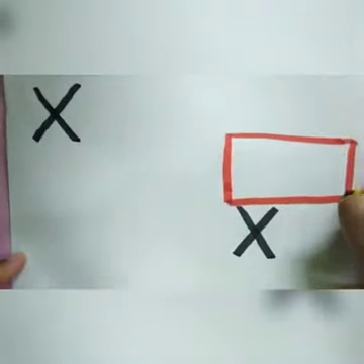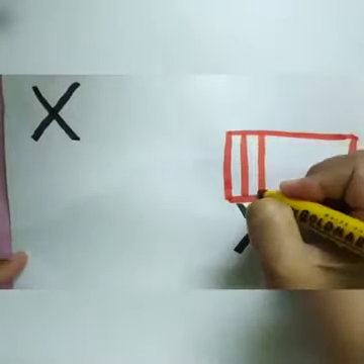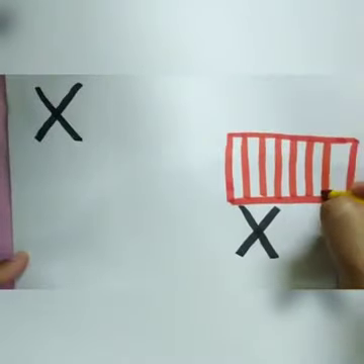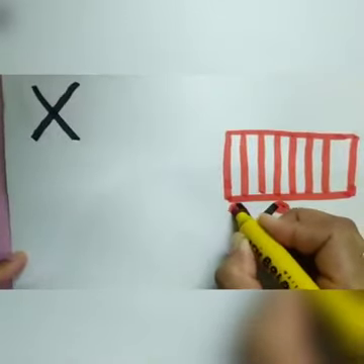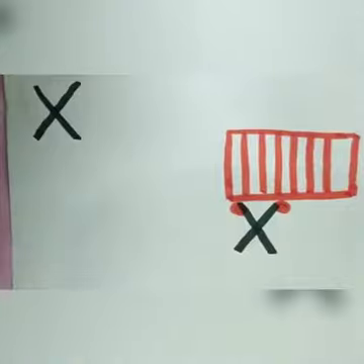And now I'm joining these two lines by this. Now I'm making standing lines one after one, like this. The gap should be the same. And now I'm making a round here, and another round here. This is your xylophone ready. X for xylophone. Now the next letter is letter Y.